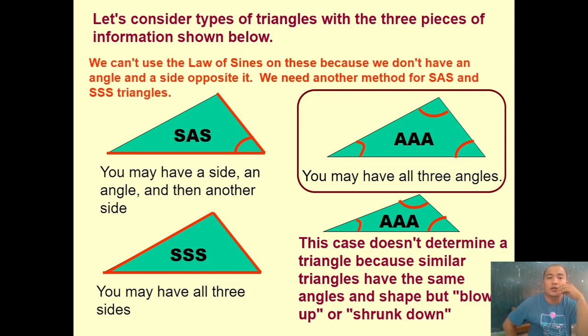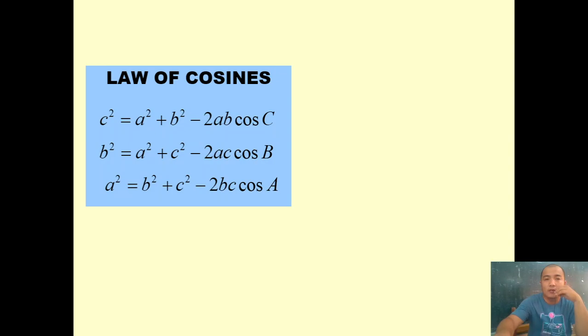So we can't use the law of sines on this because we don't have an angle and a side opposite it. We need another method for SAS and SSS triangles. That is what is called the law of cosines.